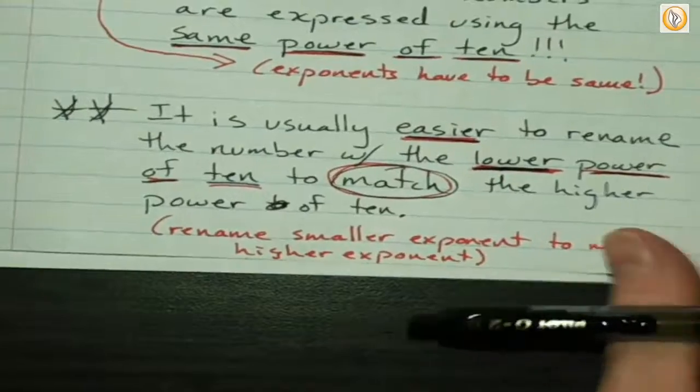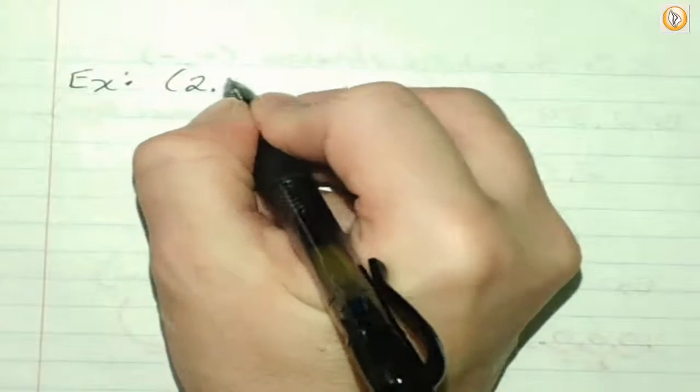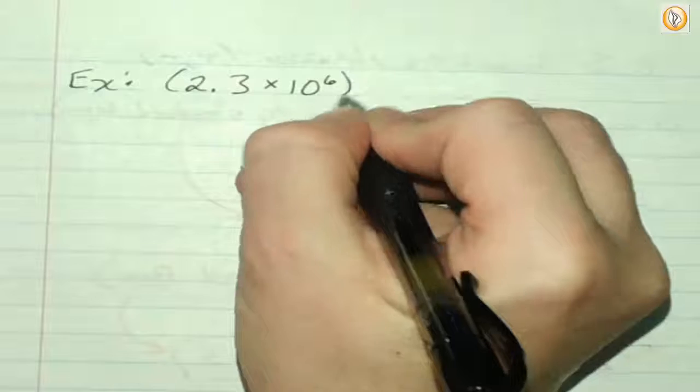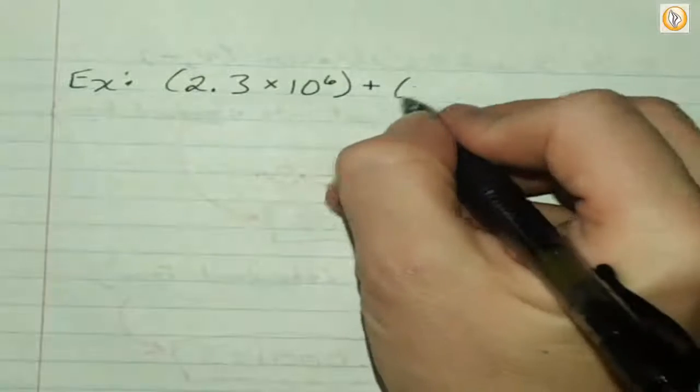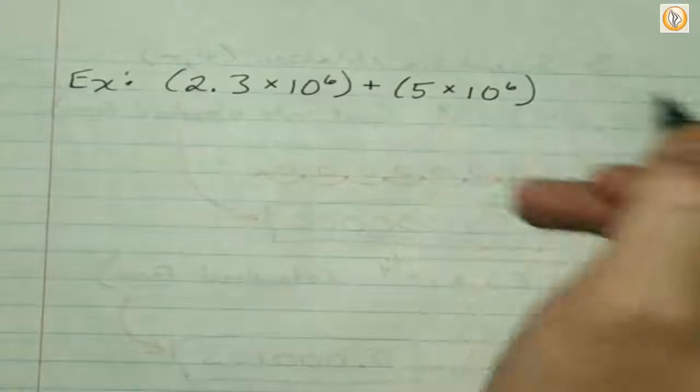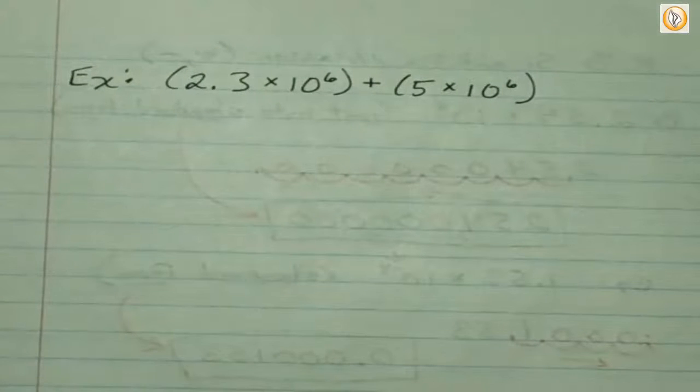Everyone got it? All right, here we go. I don't have a whole lot of examples, so pay attention. Once I start showing you examples, you're going to be like, oh, okay. But if you need more examples, you need to say something. So watch this. 2.3 times 10 to the 6th power plus 5 times 10 to the 6th power. Write that down.